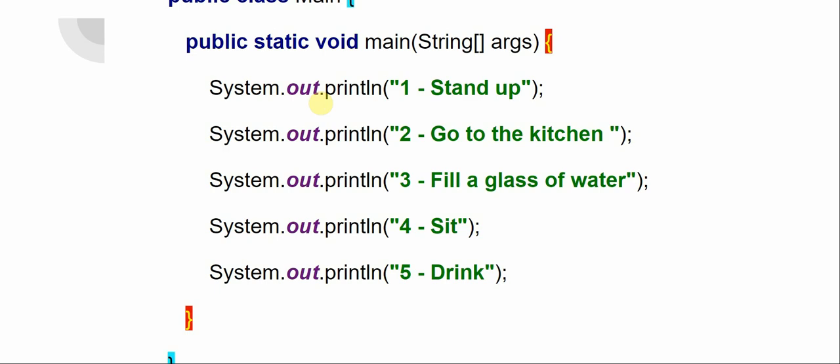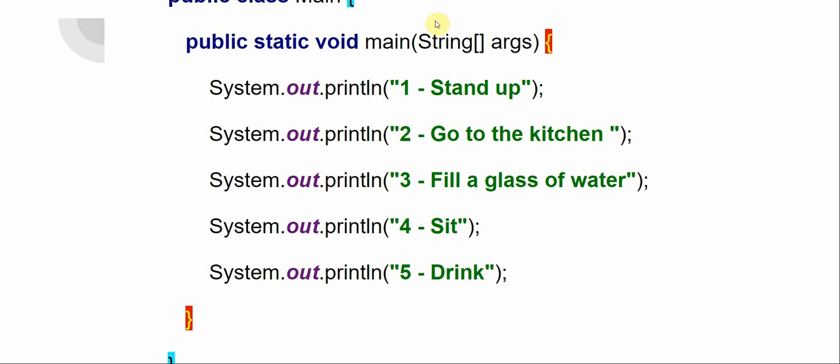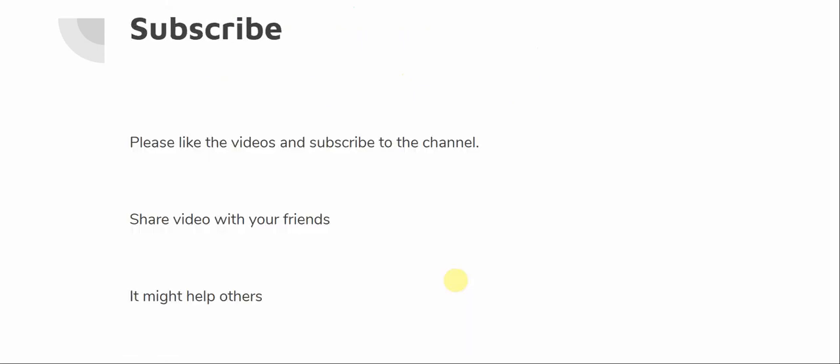For every line of system.out.println, there is a printed message on the screen. So this is the source code, this is the output. The compiler will read this code, try to find this method, then execute this line, then execute the next line, and it keeps on going. So here it has this output.